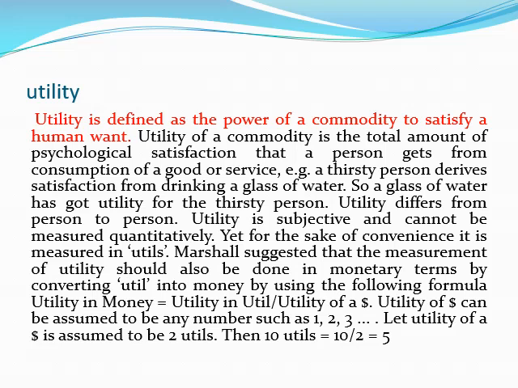So the main point here is, first, utility is the power of a commodity to satisfy a human want. Utility is a personal issue. It differs from one person to another. Utility, thus, is subjective. Utility cannot be measured quantitatively. Instead, it can be measured in utils. This is a suggestion of Alfred Marshall.